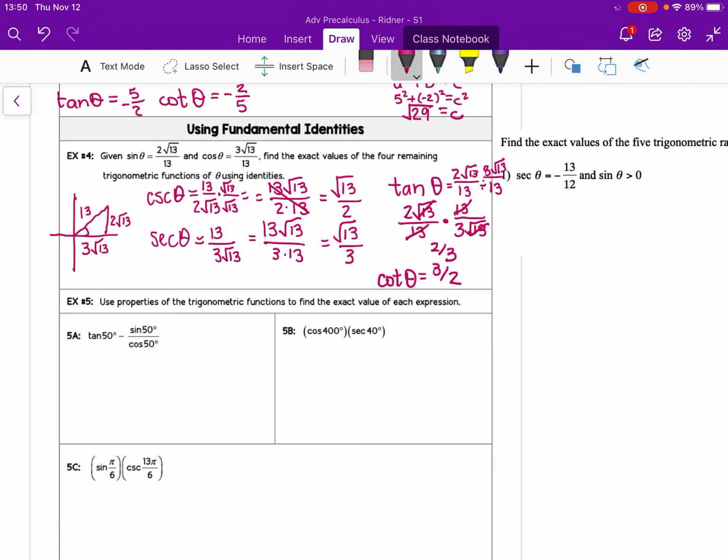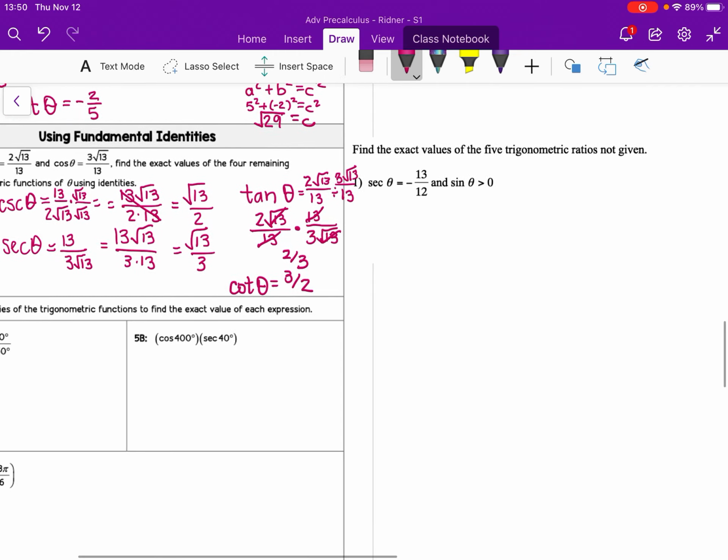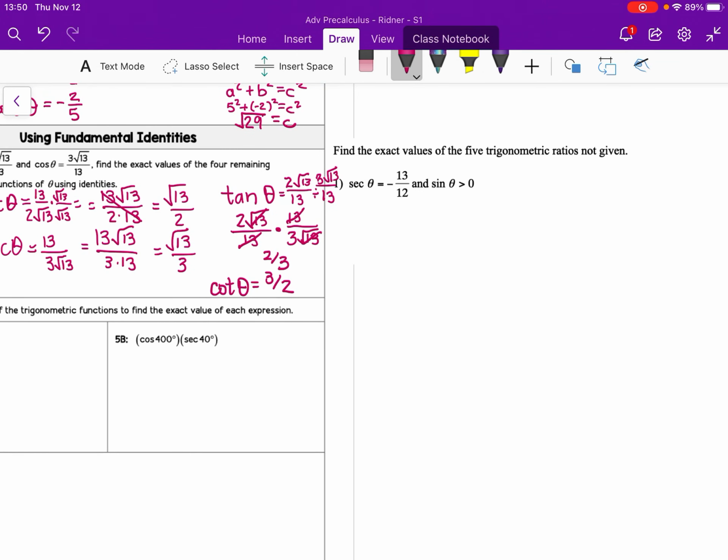So a lot of this is logic. If you get the basic ideas and you just think about what do I know has to be true, then that's how you'll get your answer. Let's look at a different one that we also use logic for.